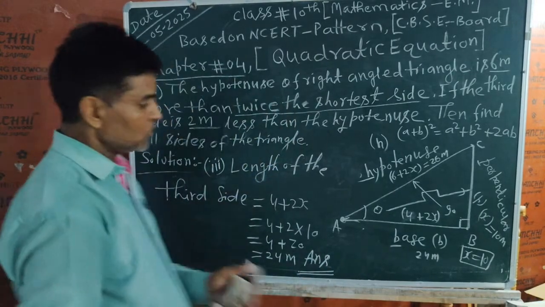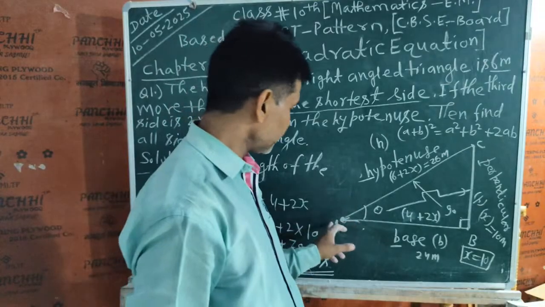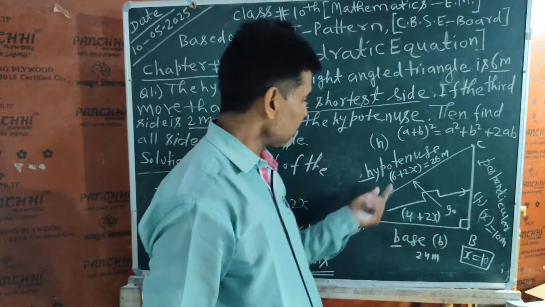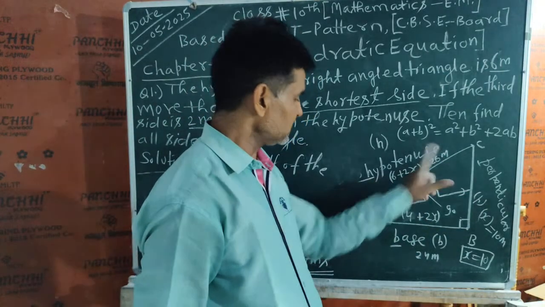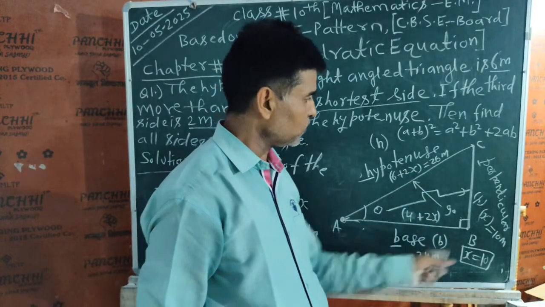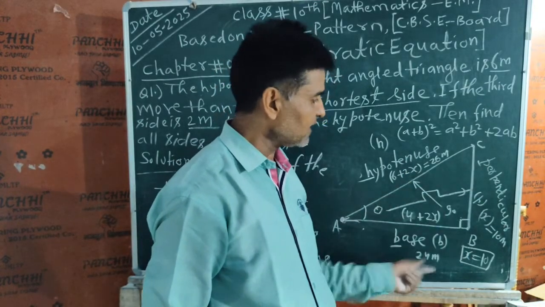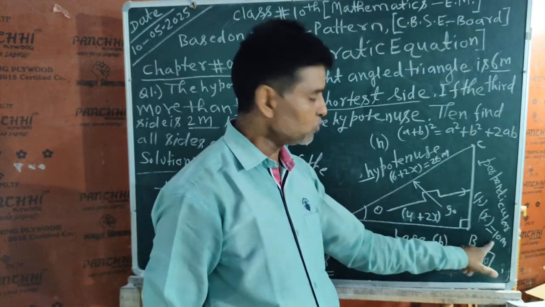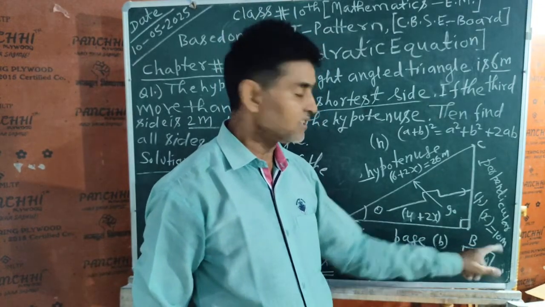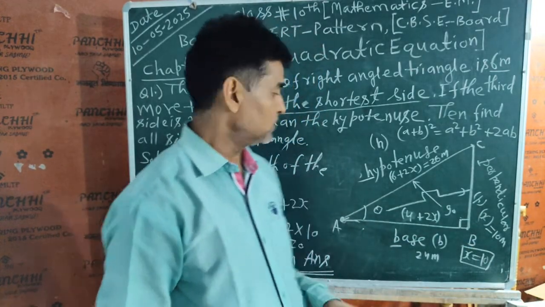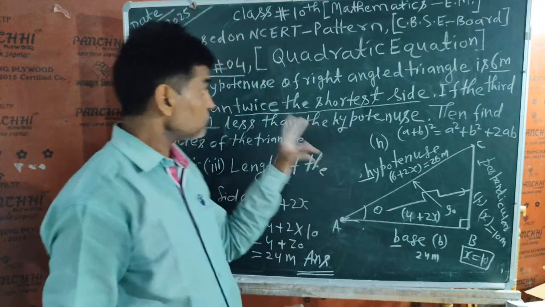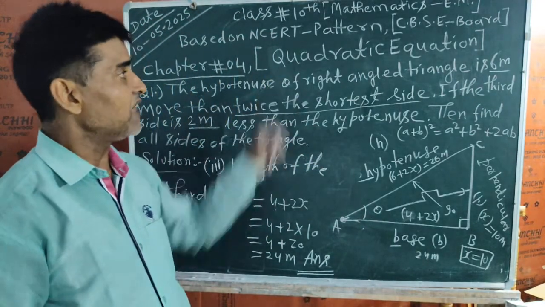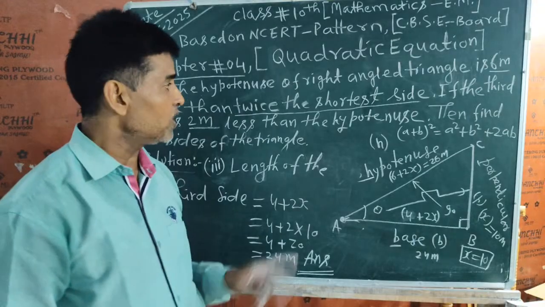Okay, student. So this is the required triangle ABC and the hypotenuse value is 26 and the base value is 24, and this is the third side and this is the shortest side whose side length is 10 meter. So in this way, the word problem which is based on the quadratic equation I have already solved.